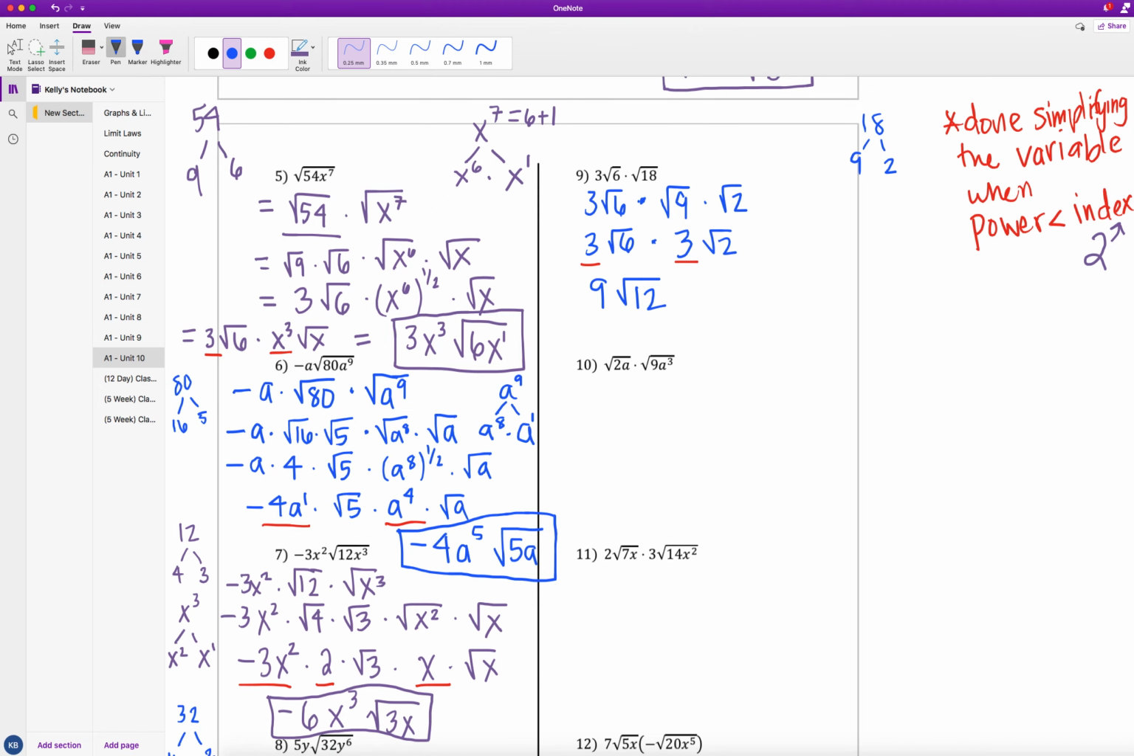So in this case, I can actually continue to take stuff out. 12 factors is 4 times 3, and 4 is that perfect square. So I can break this apart as 9 still times the square root of 4 times the square root of 3. Square root of 4 will give us 2. I'm still left with the square root of 3. Our final answer then, if I multiply the 9 and the 2 to get 18, I'll get 18 times the square root of 3.